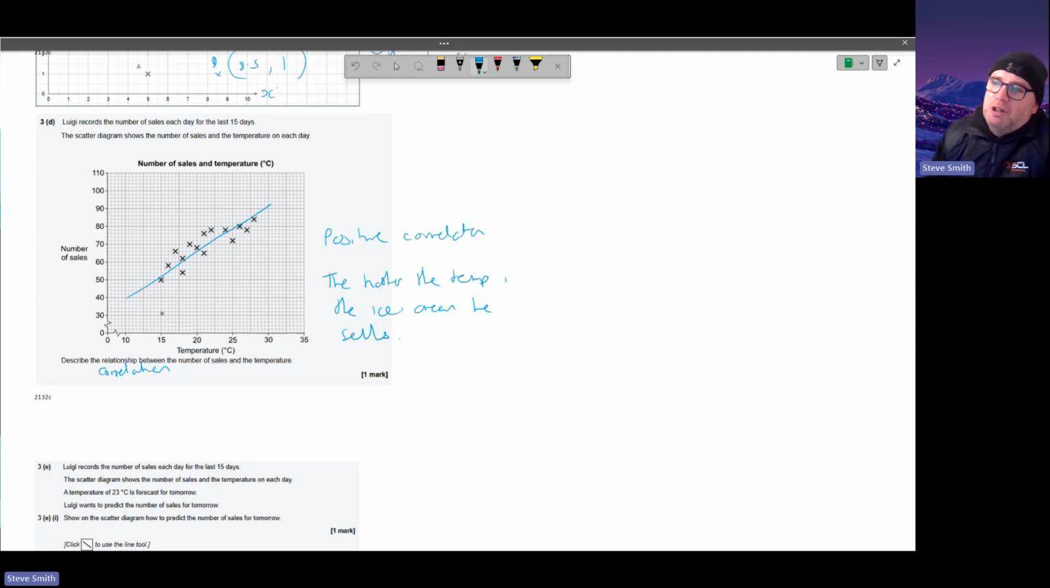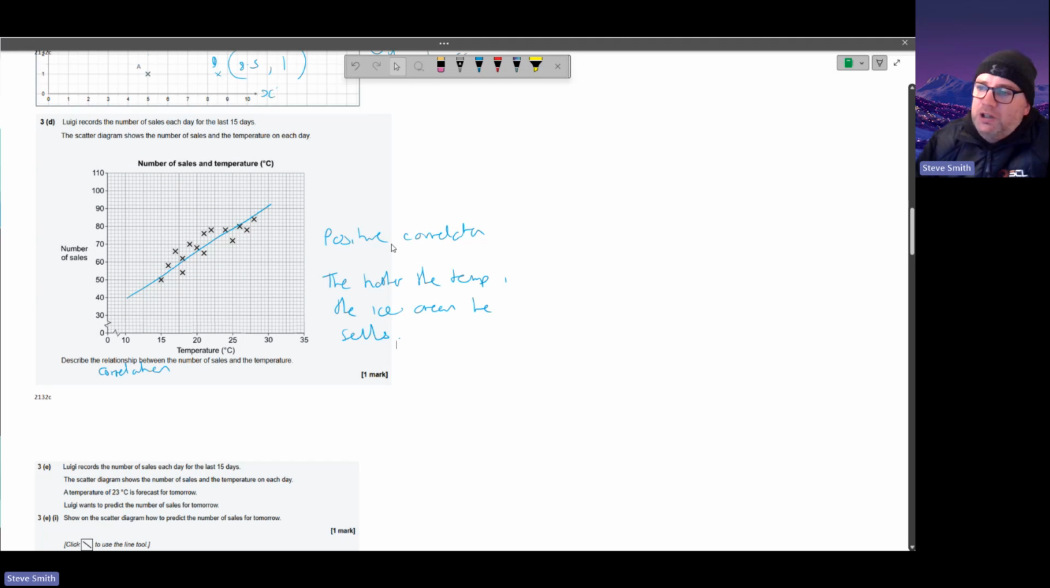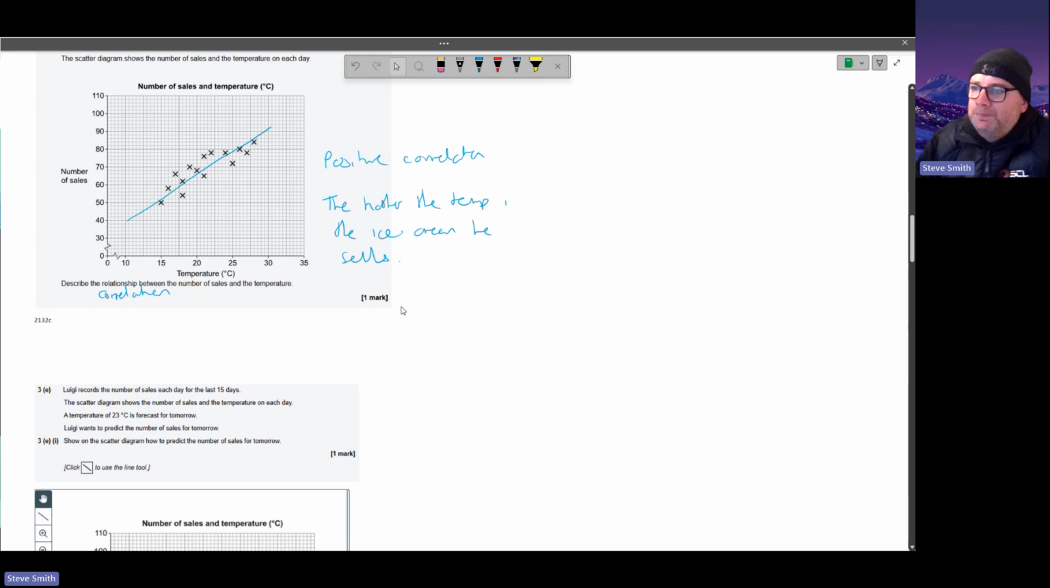So we've described the relationship. We've said the hotter it gets, the more ice cream he sells, or we can say it's a positive correlation. Either or is absolutely fine. The mathematical term would be correlation, but it's asking for the relationship. So talking about the hotter and the more ice creams wouldn't be a problem.